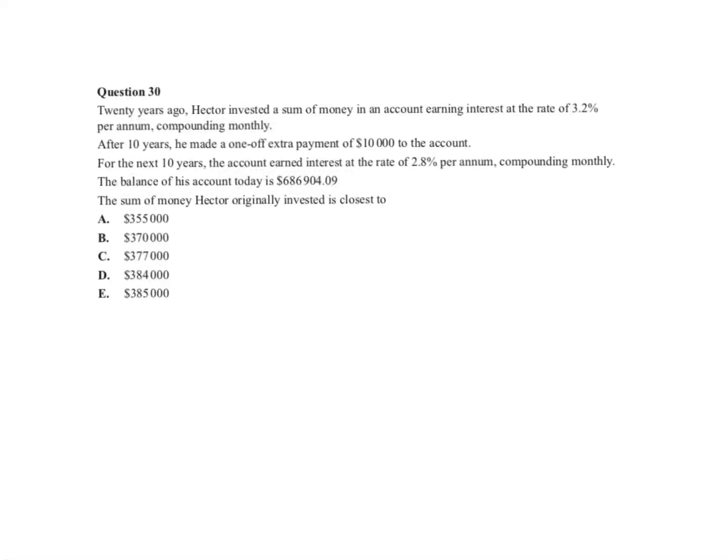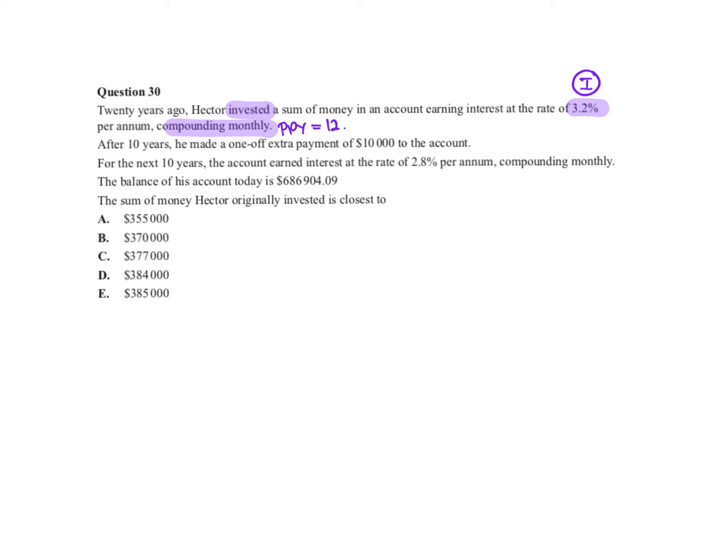Okay, so question 30. 20 years ago, Hector invested a sum of money in an account earning interest at 3.2% per annum, compounding monthly. So we've got a few things. He invested, and you've got the compounding monthly and the per annum rate. We're going to be using Finance Solver, so it's good to put your little things. They've given you the I, and PPY we know is 12.